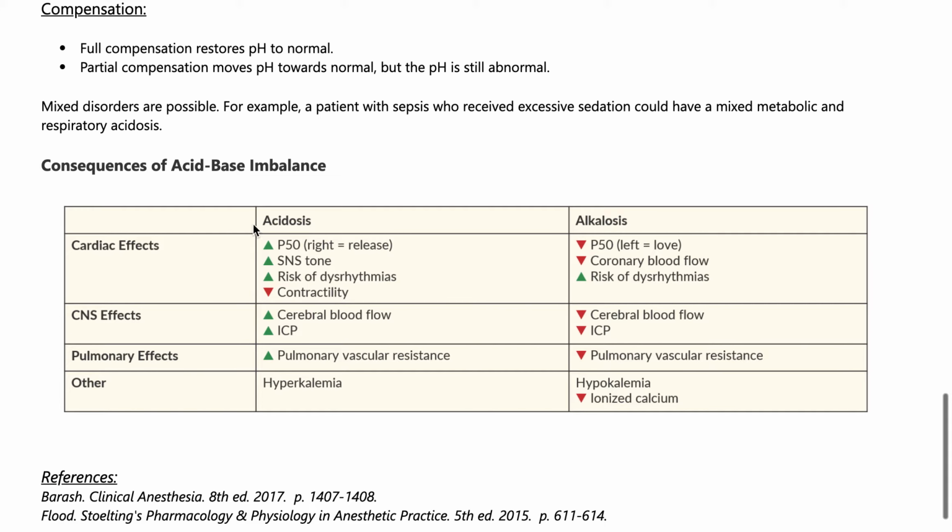And next we're going to review some consequences of acid-base imbalance. So this includes cardiac effects of acidosis. So the P50 is increased, meaning it moves it right, allowing more oxygen to be released from hemoglobin. So think right equals released. Acidosis causes an increase in SNS tone, there's an increased risk of dysrhythmias, and there's a decreased contractility.